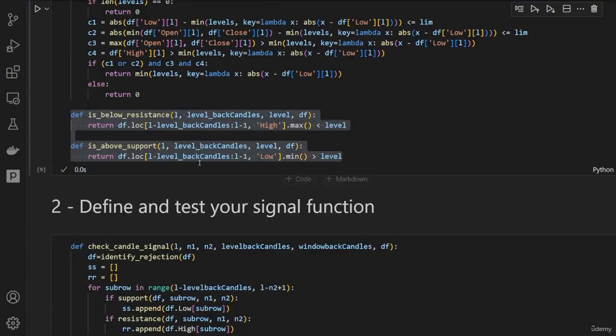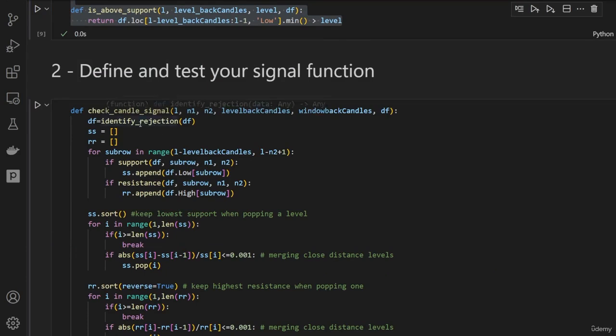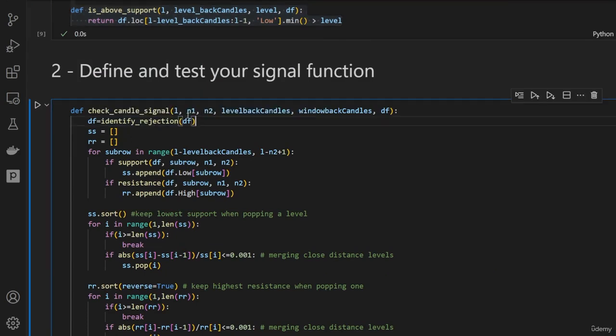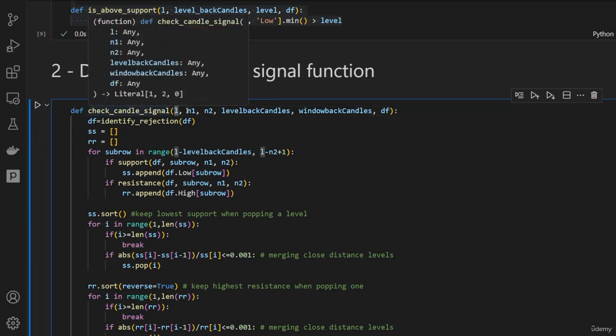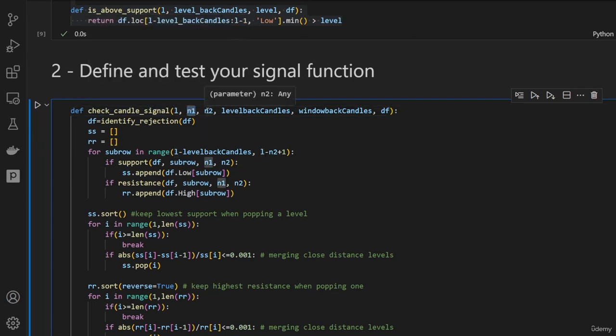Next, we're going to use the check candle signal. Also, this is a function that we have previously explained and defined in previous videos. So it takes the current candle index, the number of neighbors on the left and on the right to test if it's a support or resistance level or none of these. And the level back candles. So this is the window of back candles that we want to consider to compute the number of key levels and to detect these key levels. I mean the support and resistance levels.